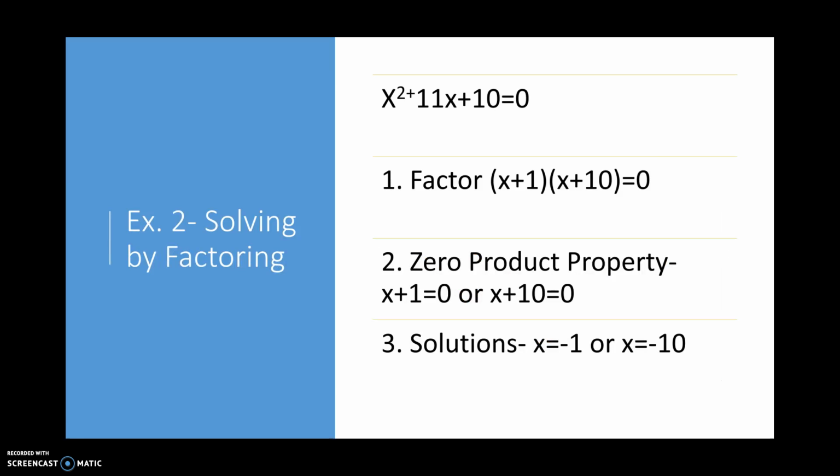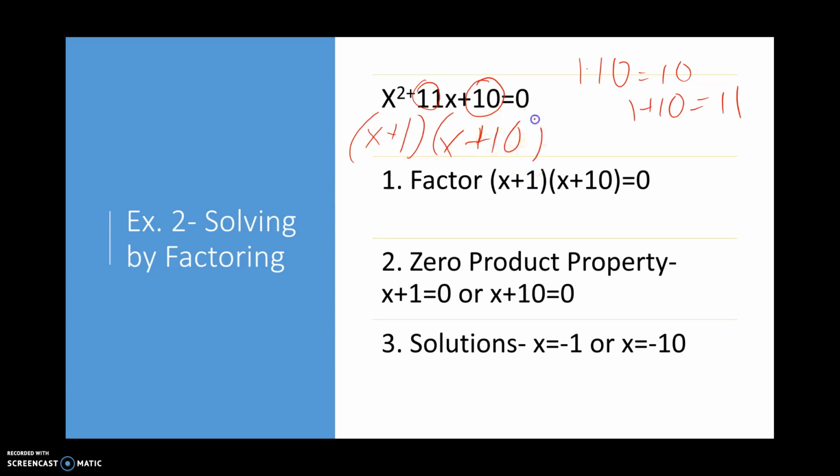Example 2, solving by factoring. Let's take a look at this equation: x squared plus 11x plus 10 equals 0. If you remember from past lessons, you learned how to factor. What we're asking here is what has a product of 10 and a sum of 11. This one's pretty simple. 1 times 10 equals 10, and 1 plus 10 equals 11. That was a pretty easy one to factor. So we write x plus 1 and x plus 10.